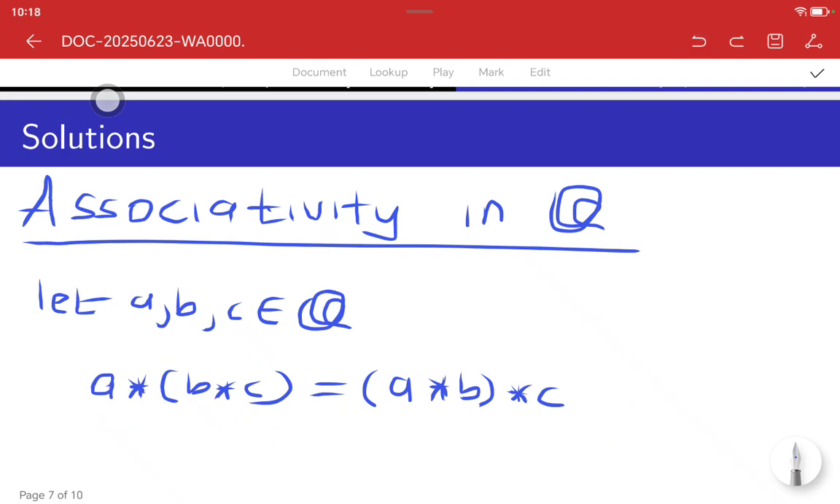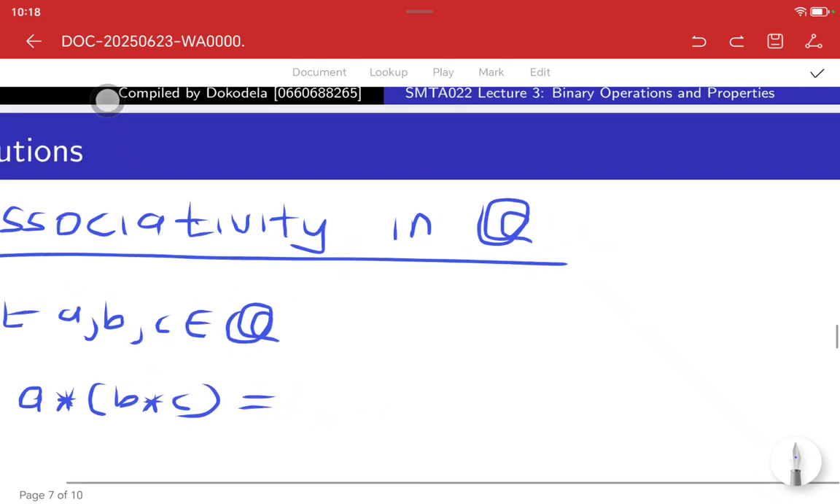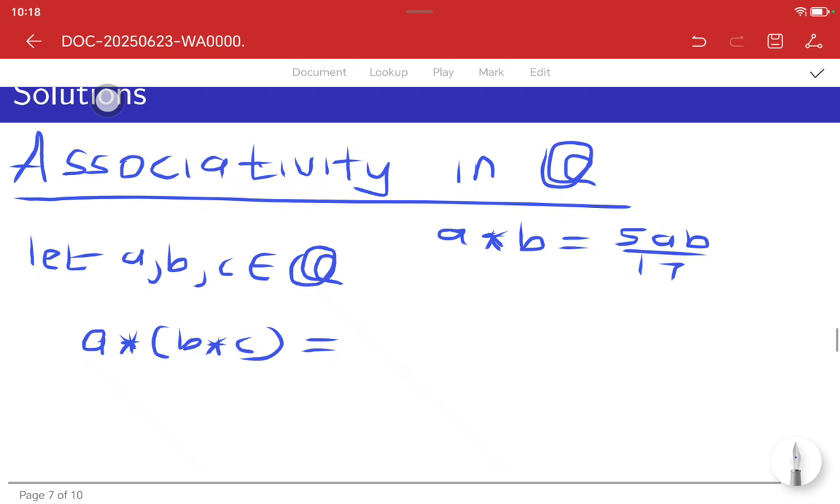So what you're supposed to do here is take this side and show it. I'm going to show one side and then show the other side, and then I'll decide if they're associative or not. Remember, initially we're given that A star B is equal to 5AB over 17, not 15. Why am I always saying 15? So I think it's going to be simple if we start with the one that we're given, so we can start by checking this one.